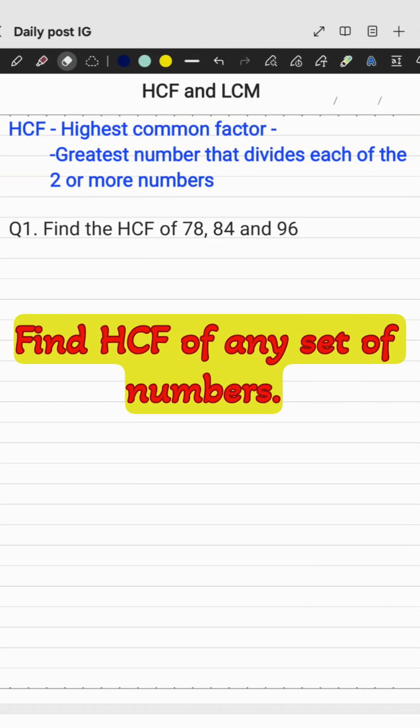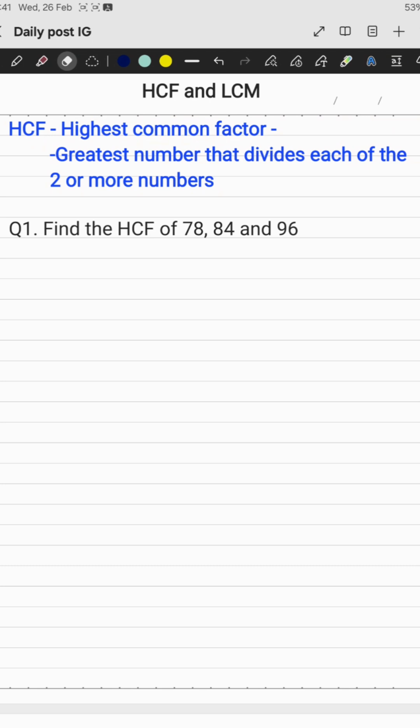Hello everyone. In today's video, let us see how to find the HCF of any given number. HCF stands for highest common factor. For a given set of numbers, you need to find the greatest number that can divide each of them. The method that we use is called prime factorization, where, in order to find the HCF, we express the given numbers as a product of prime numbers.